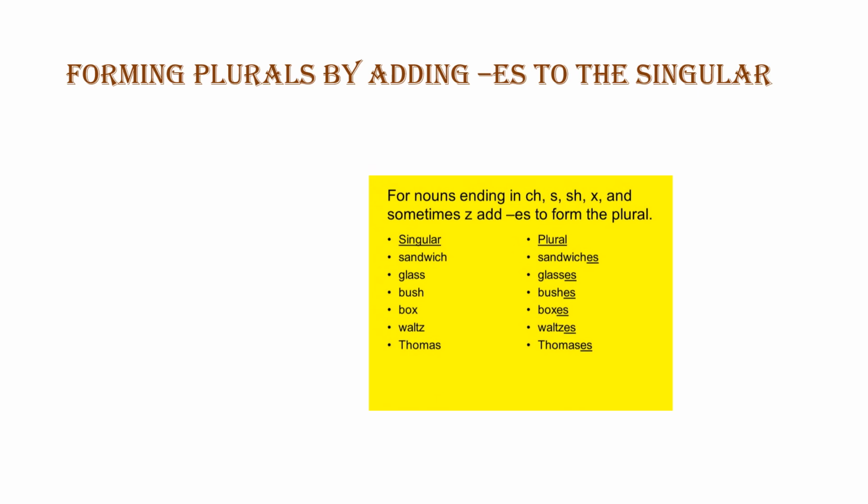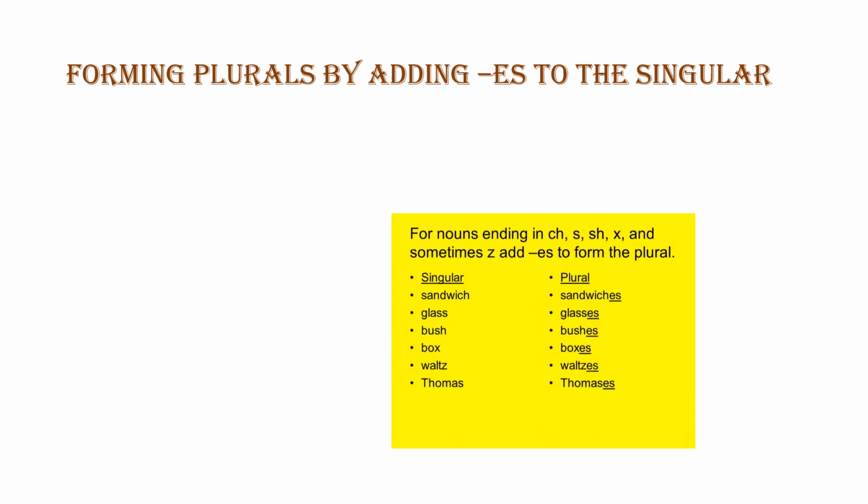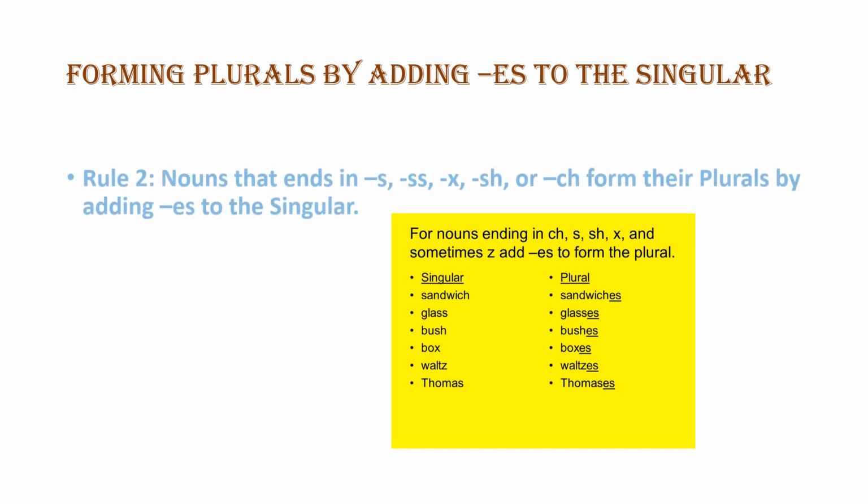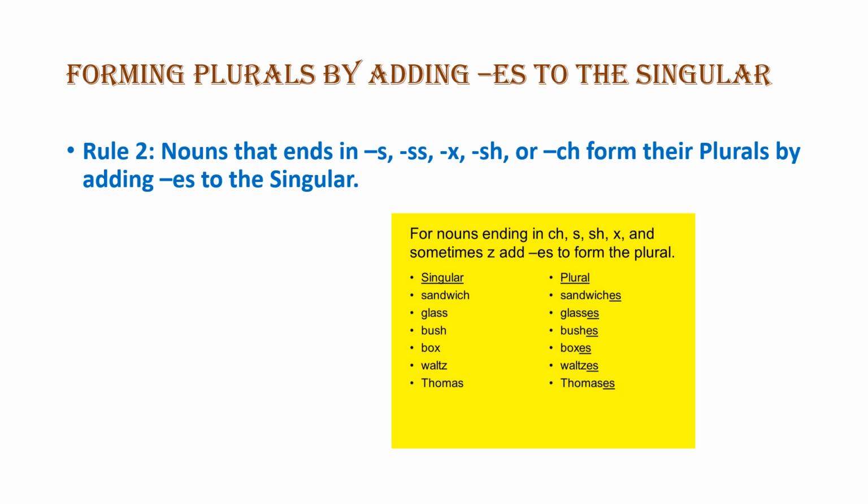So here let us start with rule number 2, forming plurals by adding es to the singular. Here you have to see to which nouns we are adding es. For nouns ending in ch, s, sh, x and sometimes z, add es to form the plural. Like you can see in the example, sandwich, it is ending in ch, we have added es. Glass, ending in double s, we have added es. Bush, ending in sh, we have added es. Box, ending in x, we have added es. Waltz, ending in z, we have added es. Thomas, again ending in s, we have added es.